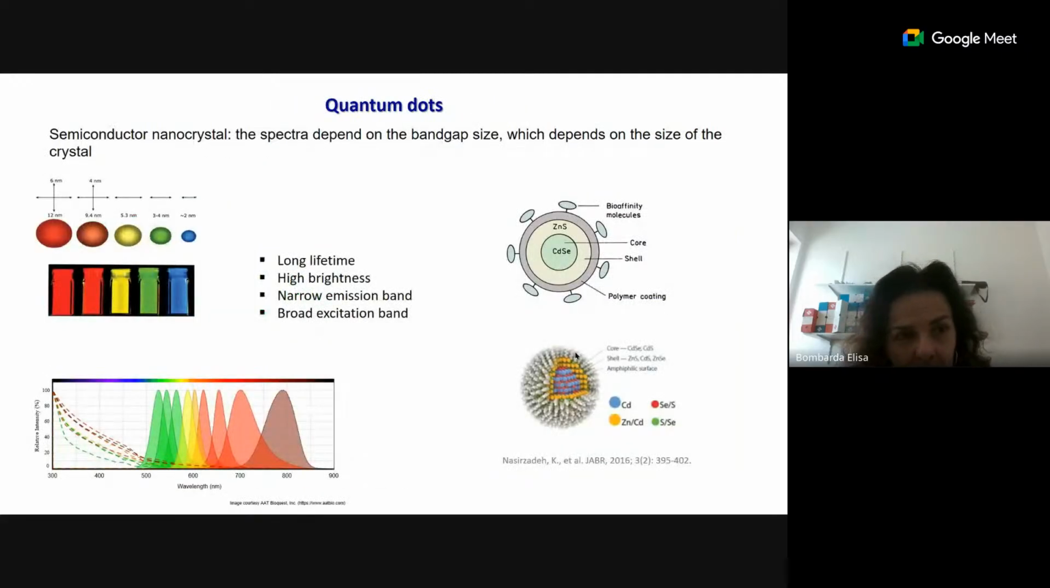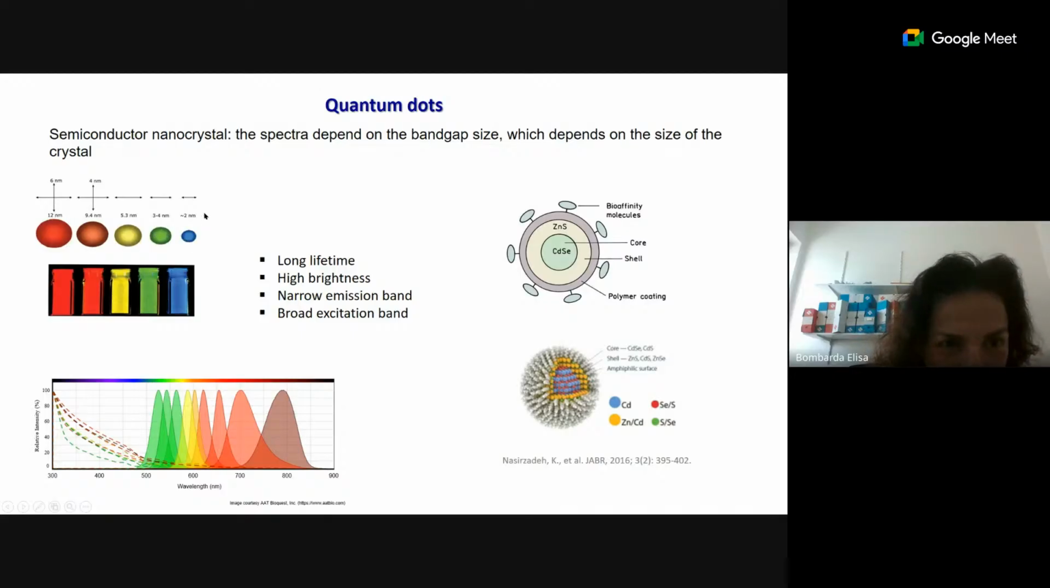Quantum dots are semiconductor nanocrystals, and the spectra depend on the bandgap, which depends on the size of the crystal. So the color is really dependent on the dimension of the quantum dot. And so you see the dimension, as I said, they are quite large.